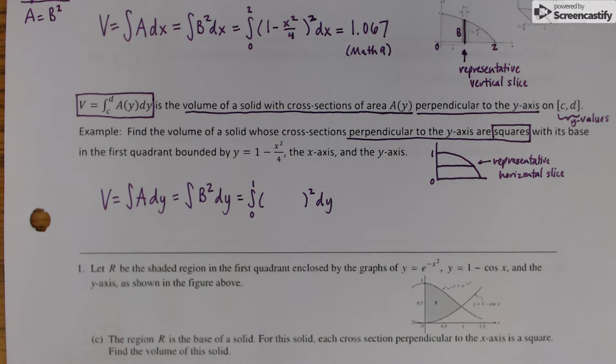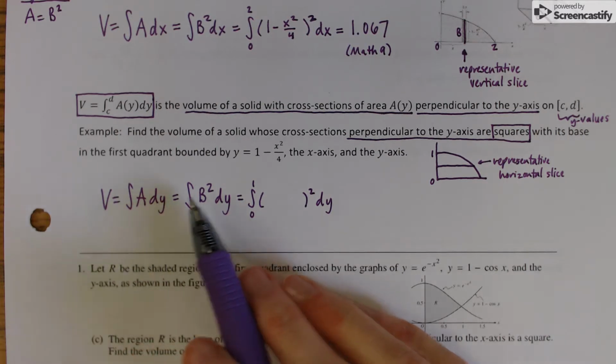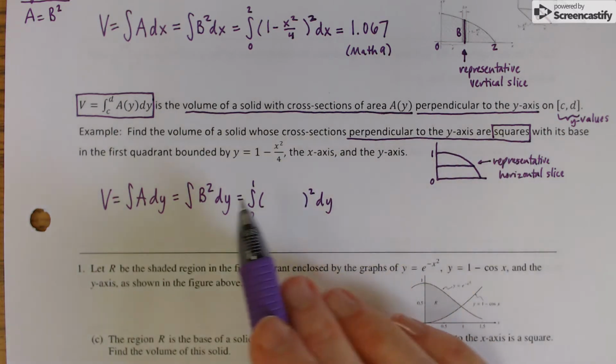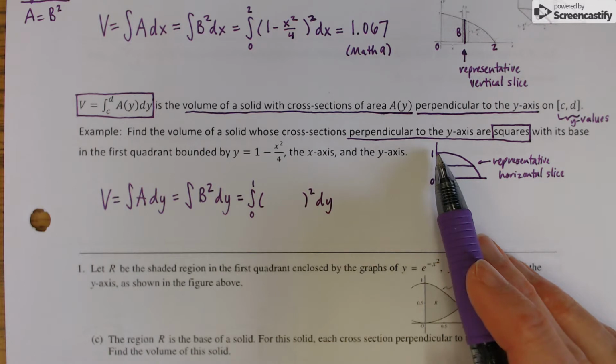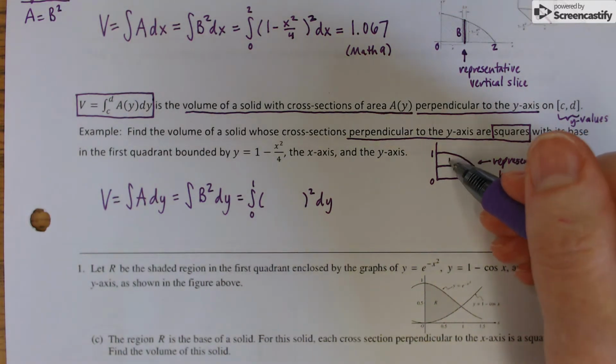So we'll start each volume cross-section problem with the same thought, that it begins with the integral of area, dy, because we're perpendicular to the y. The shape is still a square, so I've got b squared. My y values are from 0 to 1, so those are my limits. So the last thing I need to do is come up with an expression for my base. And I know this time it goes horizontally.